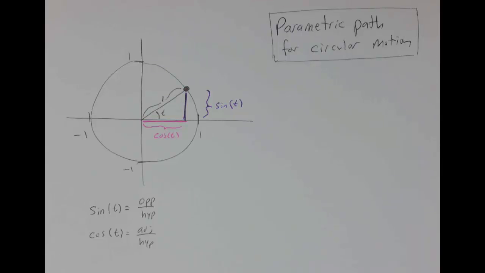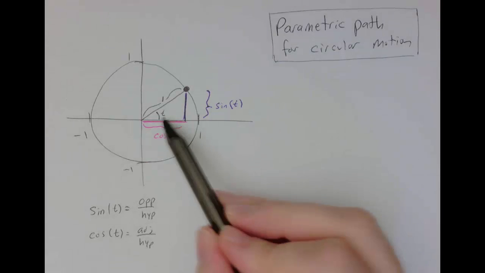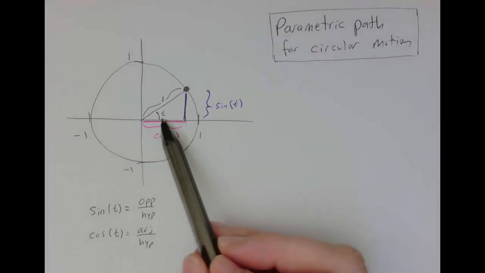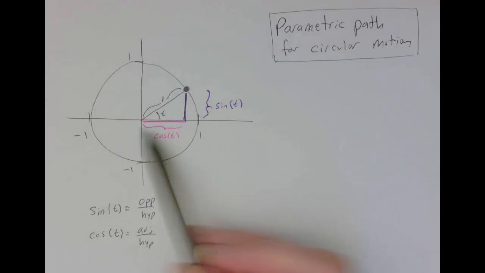It shouldn't be surprising that parametric equations are perfect for describing circular motion using the sine and cosine functions, because that's how sine and cosine were originally defined. If you remember way back to your triangle trig, you know that the sine of an angle tells you the length of the opposite side divided by the length of the hypotenuse, and the cosine tells you the length of the adjacent side to the angle divided by the length of the hypotenuse.